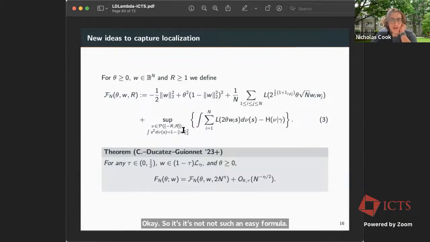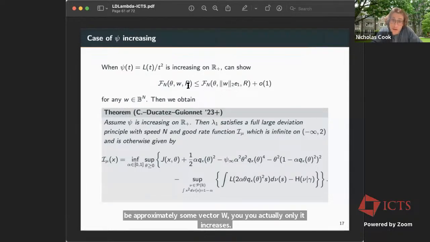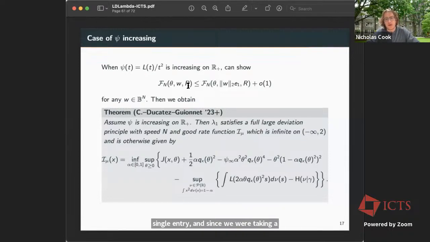Let me show the formula in the context of psi increasing. So from this formula, it turns out that these restricted annealed free energies, if psi is increasing and you're restricting large entries to be approximately some vector W, actually increase if you rotate W to put all of its mass on a single entry. And since we were taking a supremum over W, this sort of disgusting optimization problem takes on a much simpler form in this case, and it no longer depends on n, and we actually get a full large deviation principle with this explicit rate function. So when psi is increasing, we get this rate function of this form. It's still a minimax over two parameters. It is what it is.